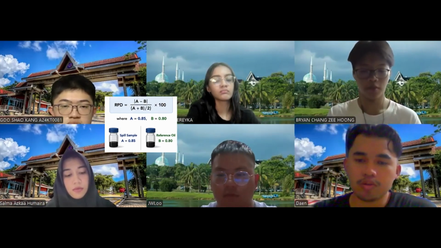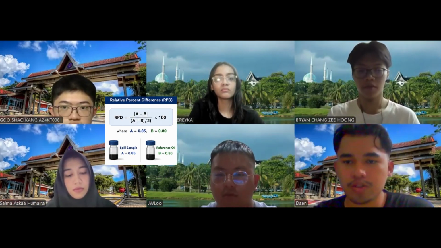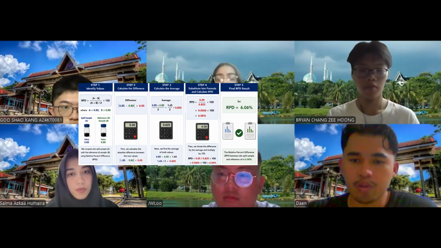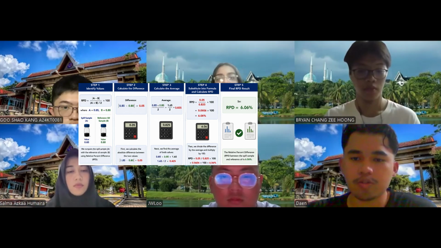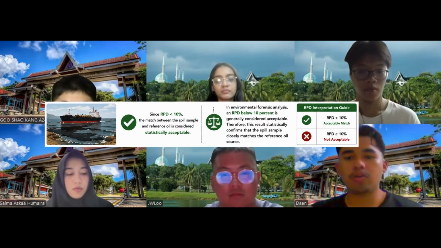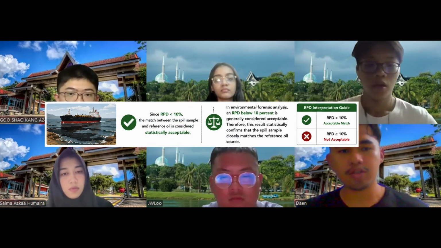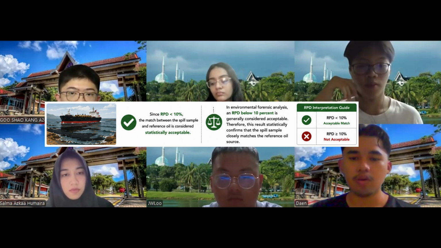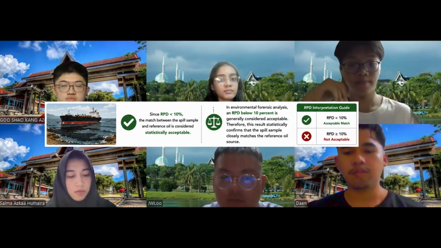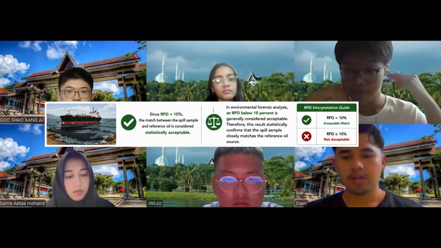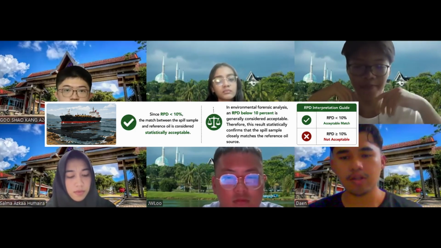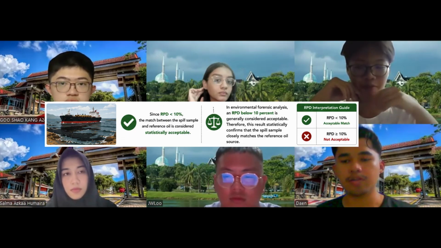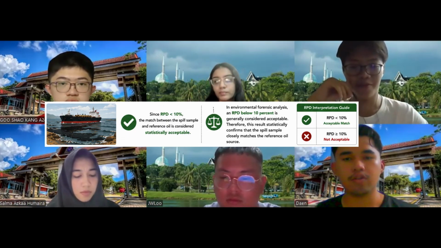So to calculate the relative percent difference, which is RPD, we use the formula. When we use the formula, we get an RPD of around 6.06%. Since the RPD is below 10%, the match between the spill sample and reference oil is considered acceptable. In environmental forensic analysis, an RPD below 10% is generally considered acceptable. Therefore, this result statistically confirms that the spill sample closely matches the reference oil source.